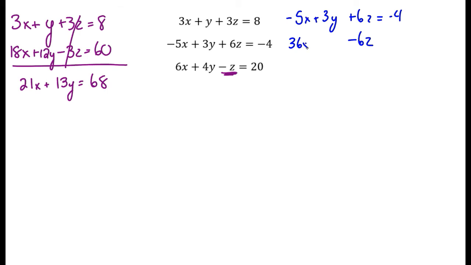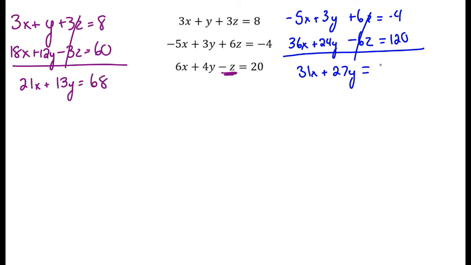So 36x plus 24y minus 6z equals 120. I multiplied everyone in that bottom equation by 6. My z's eliminate, and I'm left with 31x plus 27y equals 116. So now I've got a nasty Algebra 1 problem down here. This is in no way a nice problem. Computation, it's not hard to do. The computations just get nasty.